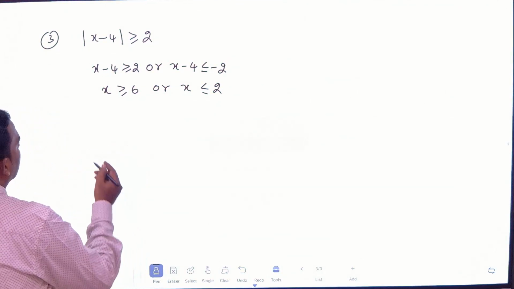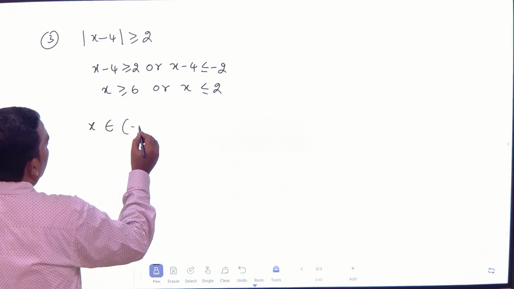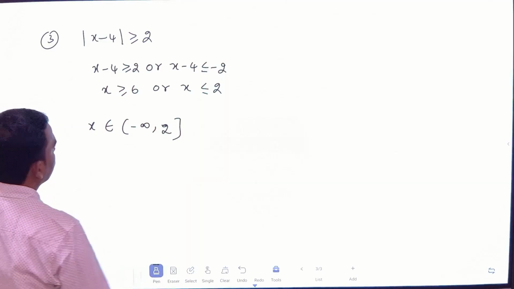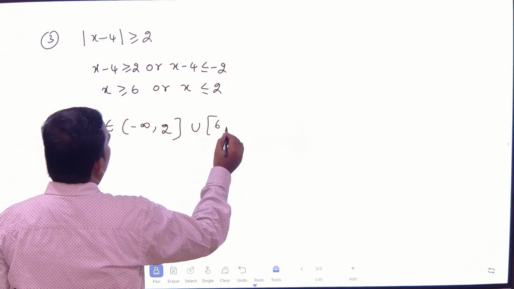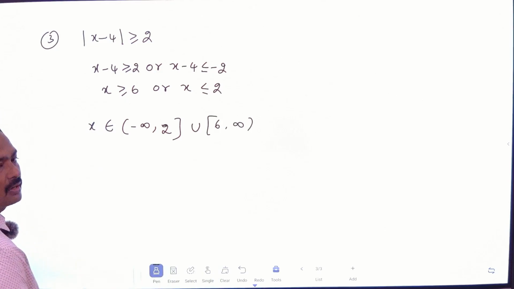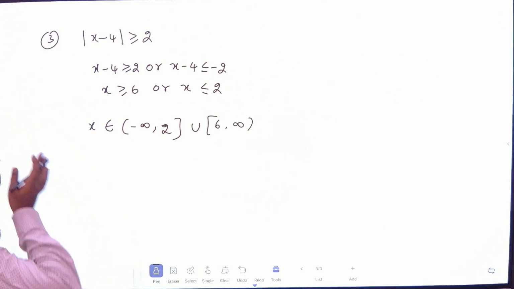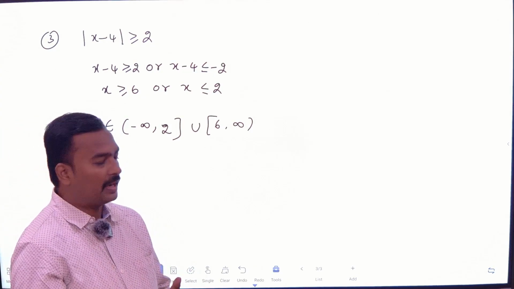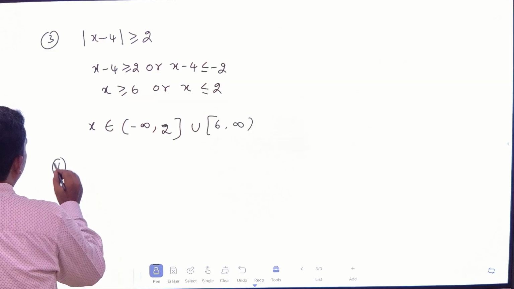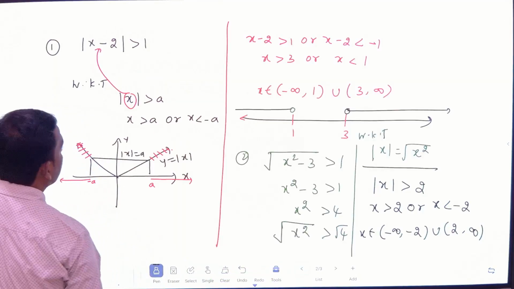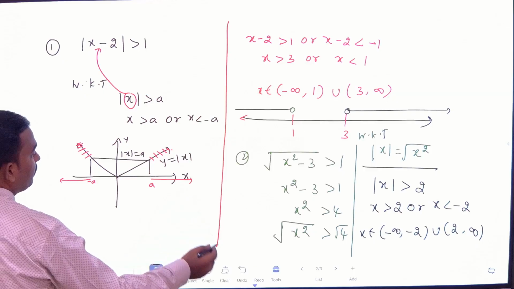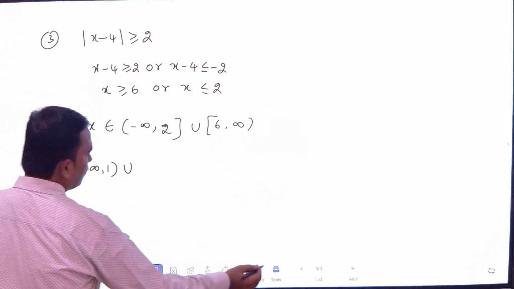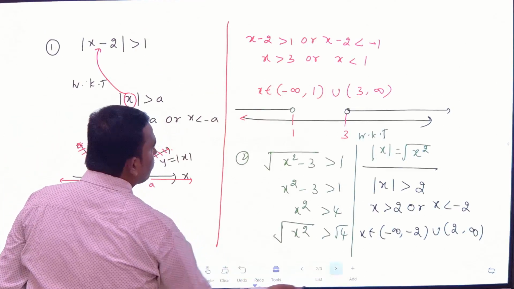Okay, so now you can collect the x values here. X belongs to minus infinity to 2 union 6 to infinity. Clear? This is the third set. Clear? Okay. Now you have to collect the common values, right? So first you write the first set. What is the first set given? Minus infinity to 1, union 3 to infinity, open interval, right?